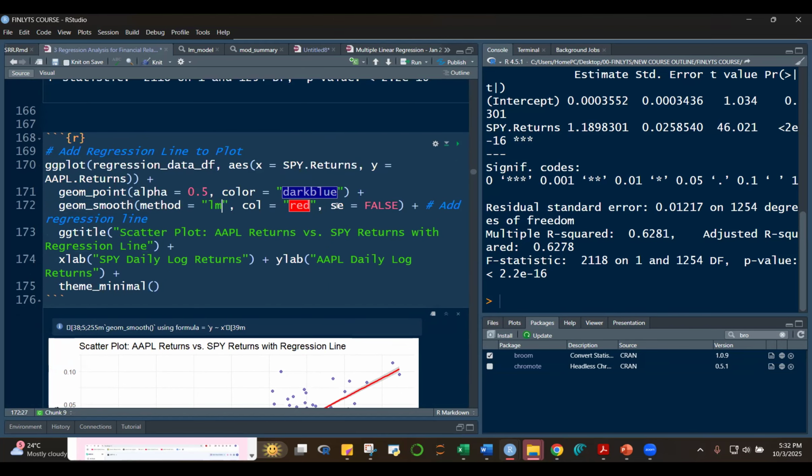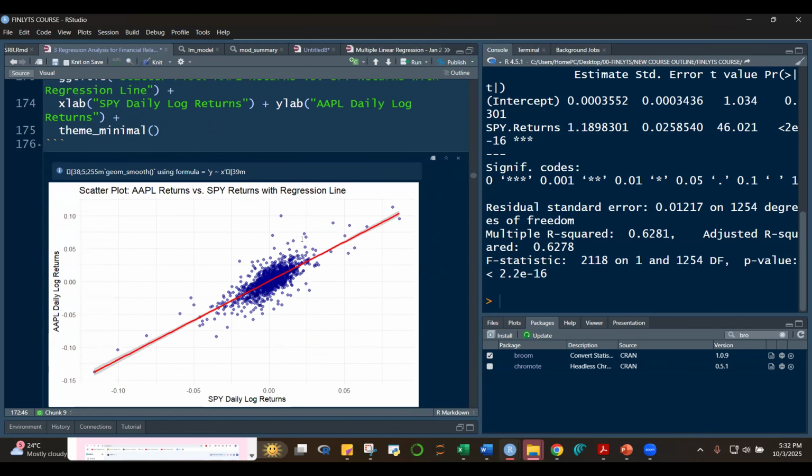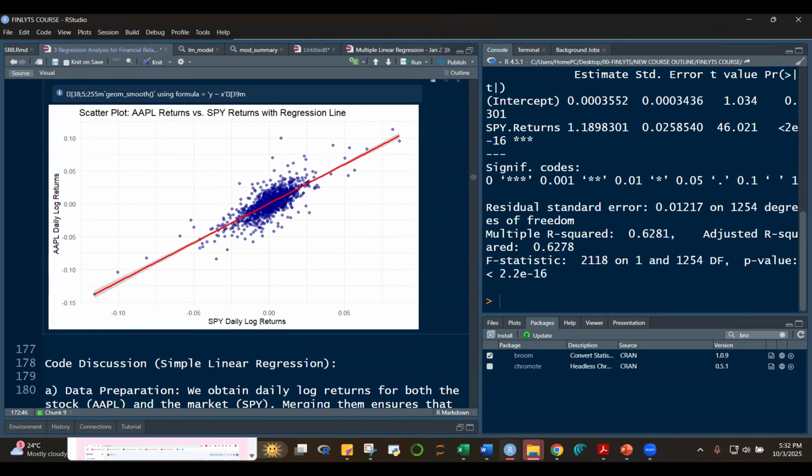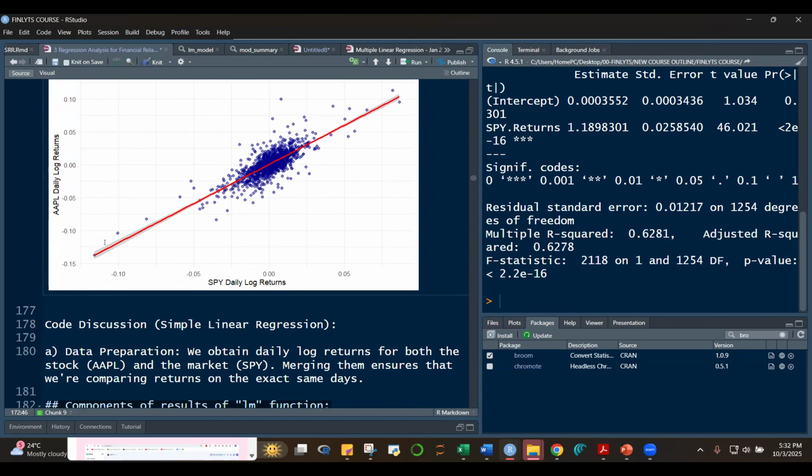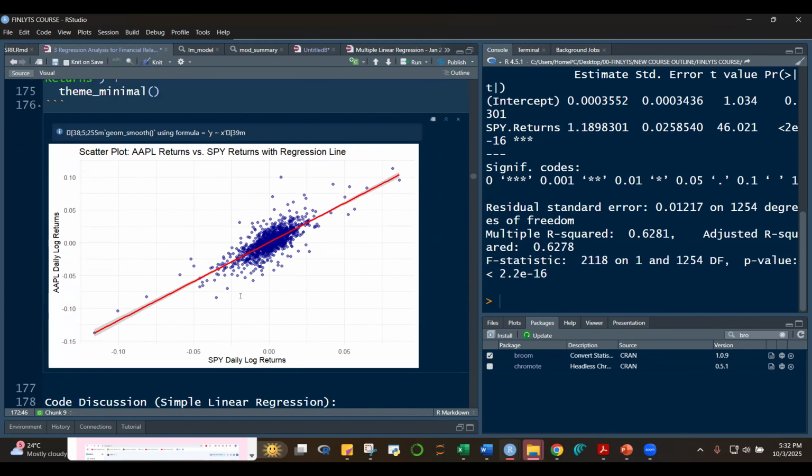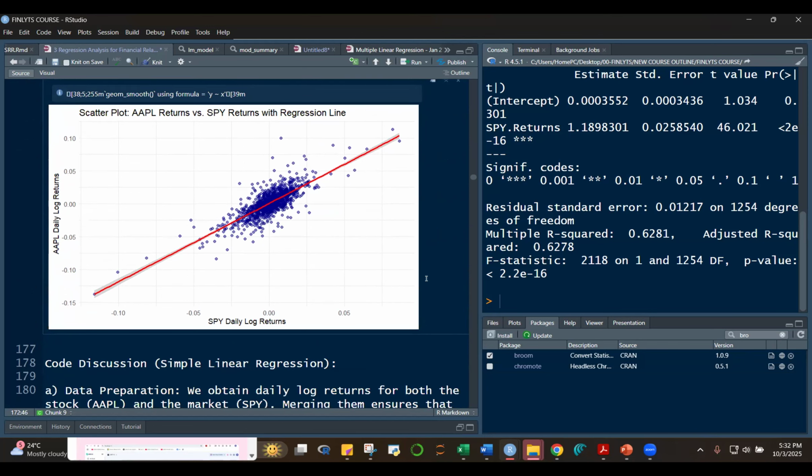This is it. And then again, notice the plus at the end: ggtitle, plus xlab, plus. The pluses will always be at the end of the code. When you run this, class, you'll have this. This is your regression line. This is the line of best fit. It's the best line that you can model your Apple daily returns with. That's what we're modeling, class.